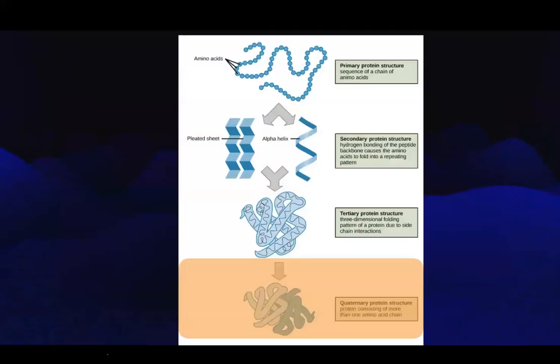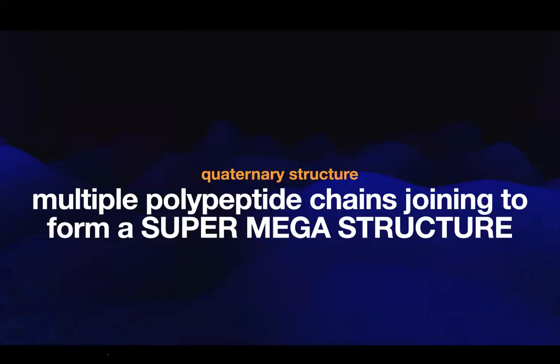And then finally, you have the quaternary structure, which is basically multiple polypeptide chains joining together to form a super mega structure. So you have a polypeptide chain, which was initially a primary structure, right? A sequence of amino acids with peptide bonds. Then we had the formation of hydrogen bonds within the backbone. So we have the formation of alpha helices and beta sheets. Then we had the variable groups interacting. So we had the tertiary structure.